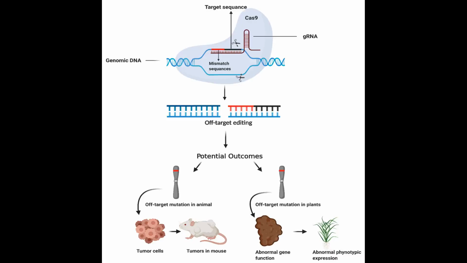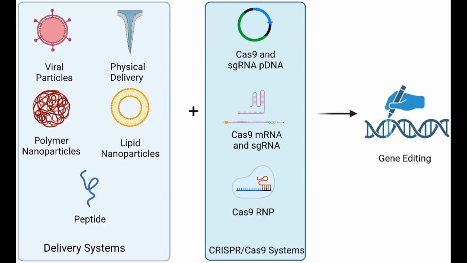Significance. The ongoing development of Cas9 variants that reduce off-target effects is essential for enhancing the safety profiles of gene editing applications in humans. As gene therapies move into clinical trials, these improvements can make a significant difference in patient safety and efficacy. 3. Delivery mechanisms.